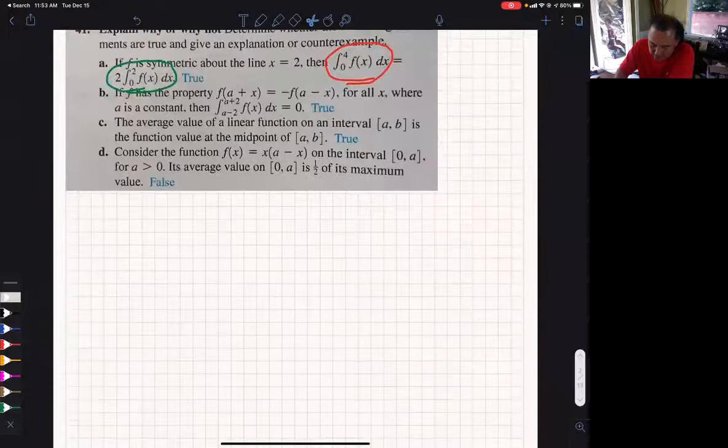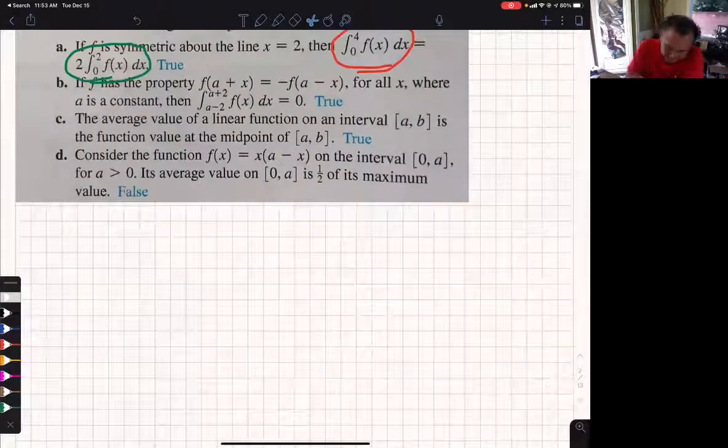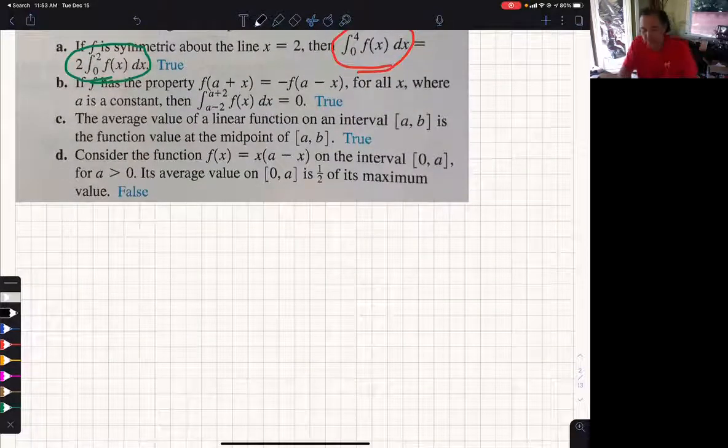And we're doing part D. Consider the function on the interval 0 to a. Its average value is 1/2 of its maximum value. Is that true? Let's try this. Okay, I'm going to cheat. I see the answer is false, right? So if I can find one counterexample, I prove that this is false.